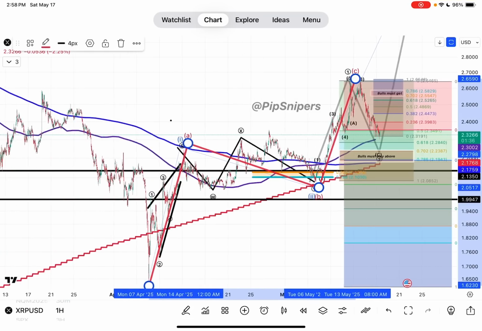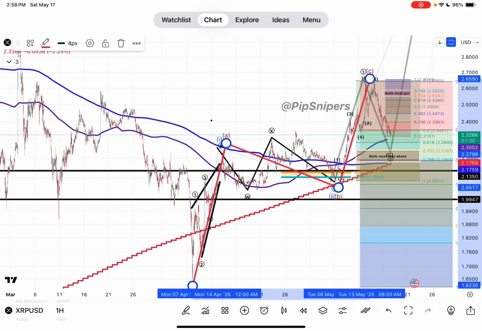Now, one of the members asked how this would look on the macro time frame. One of the members was showing this in the Discord.